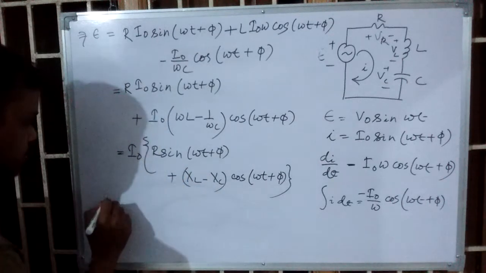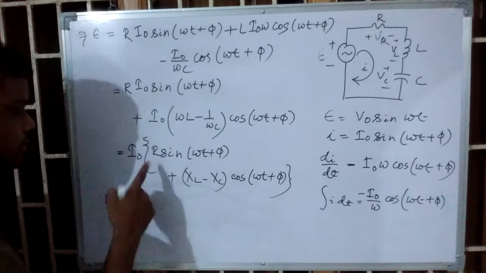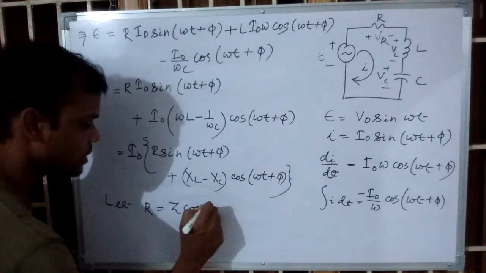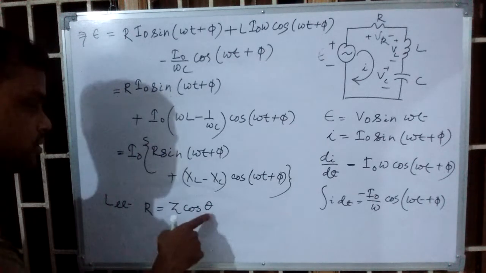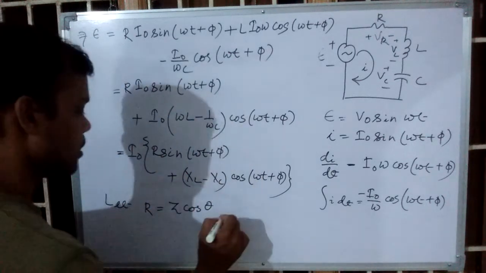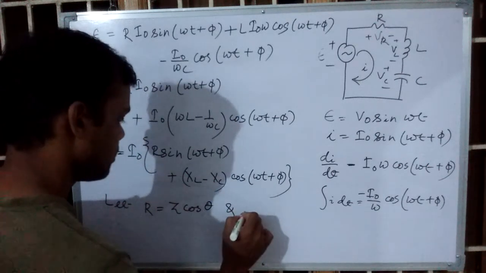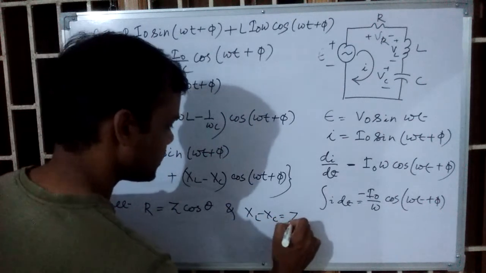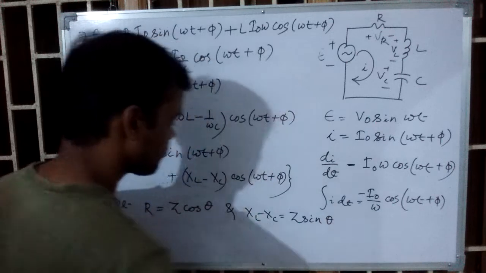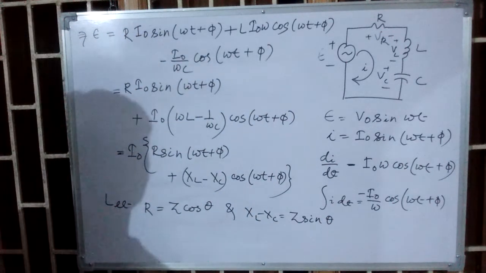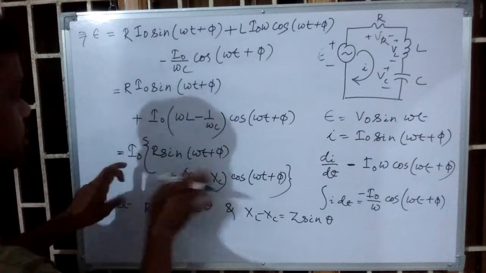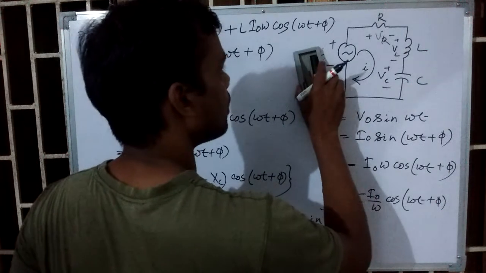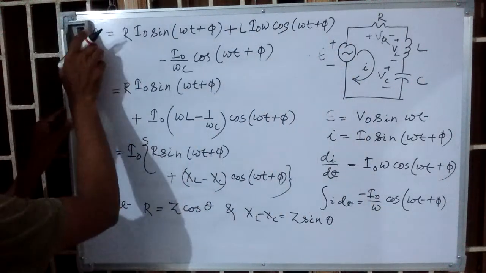So let R be equal to Z cos theta. We don't know what the value of Z is and what the value of theta is, and XL minus XC is equal to Z sin theta. Okay, let. Then you have to put these values in this equation. So what will the next equation be? I have to write again from the top.